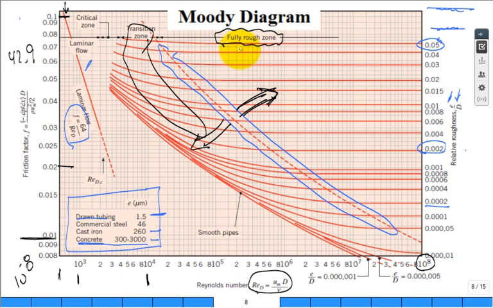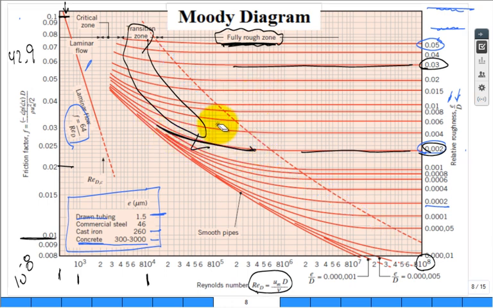So what's the deal with the fully rough zone? What's the observation that you can make about the red lines, the curves in the fully rough zone? They're all flat. They're all horizontal. For a particular roughness, for this roughness right here, it's flat, isn't it? For this roughness right here, it's flat. But when you get into the transition zone, it's curved.